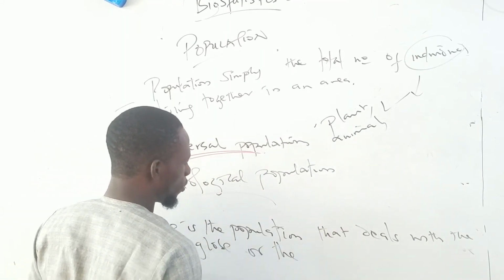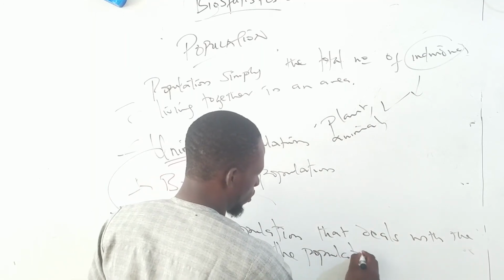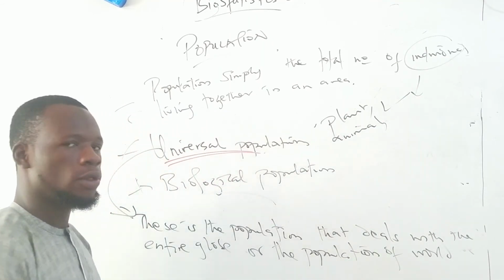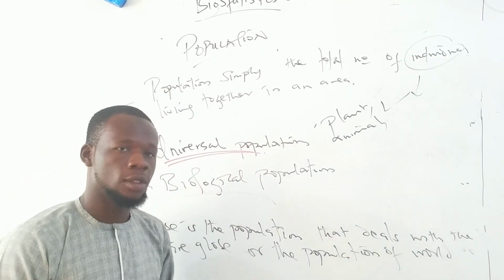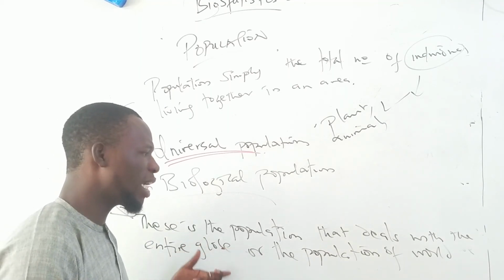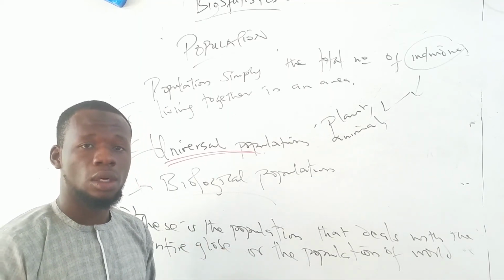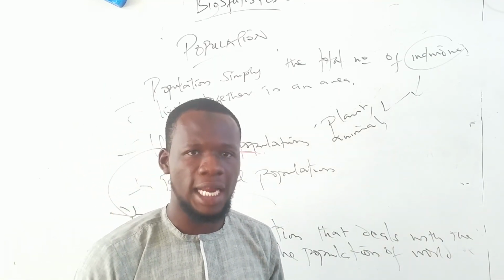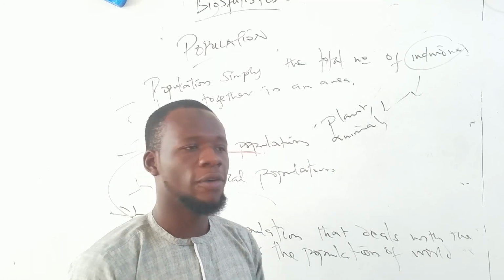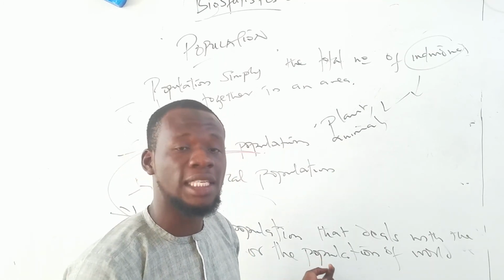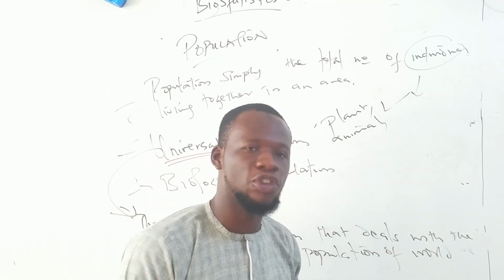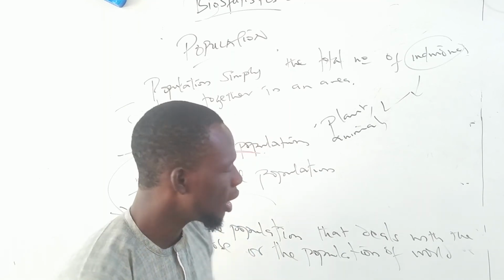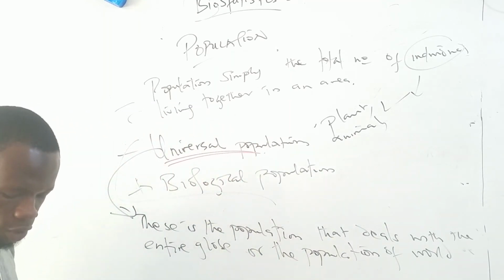or the population of the world. So this is universal population. And most times, taking the population of the world or the entire globe, or let's say you want to take the population of a country, is mostly hard for us to do. So most times this type of statistics might not be possible because it is very hard to take a universal population.